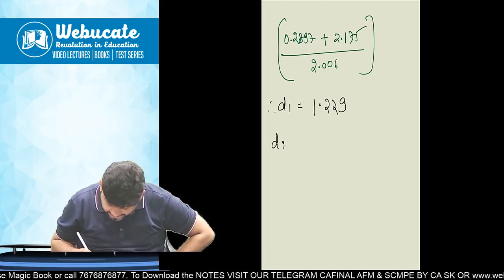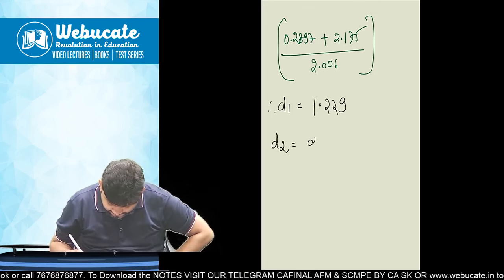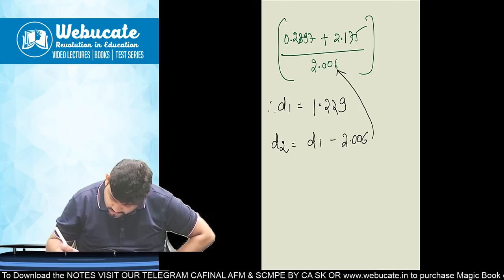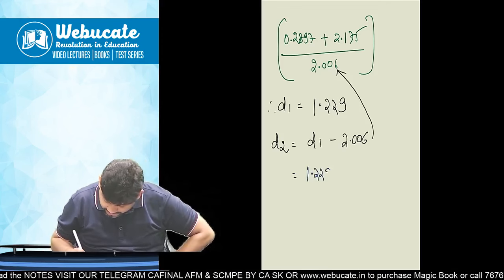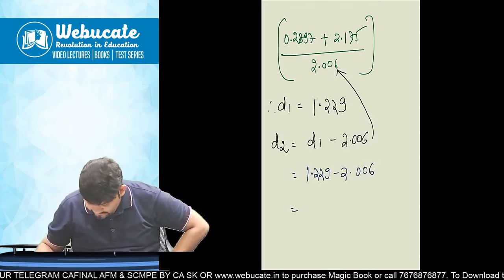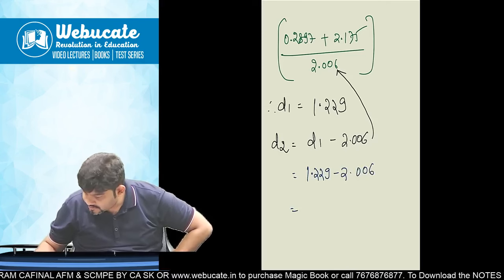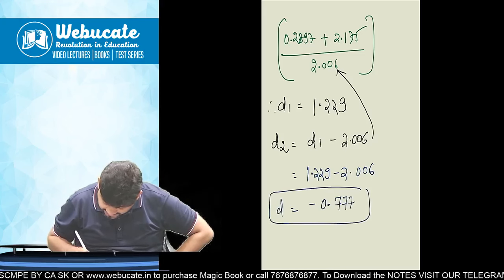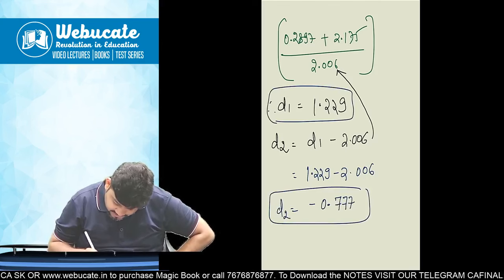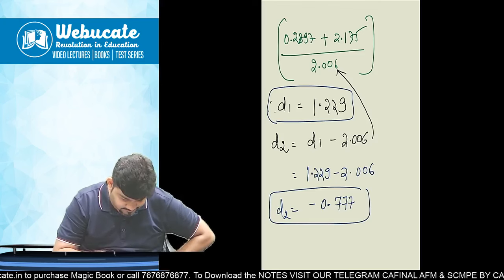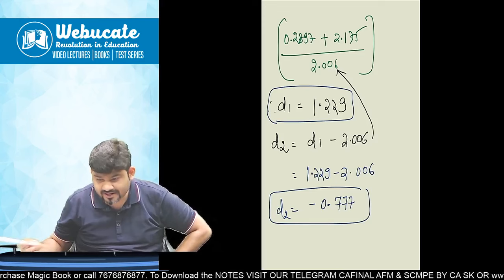And D2 will be D1 minus 2.006. So it will be 1.229 minus 2.006, so it is in minus. 0.777 will be D2 and D1. Okay. Correct. Now start the working. No options.